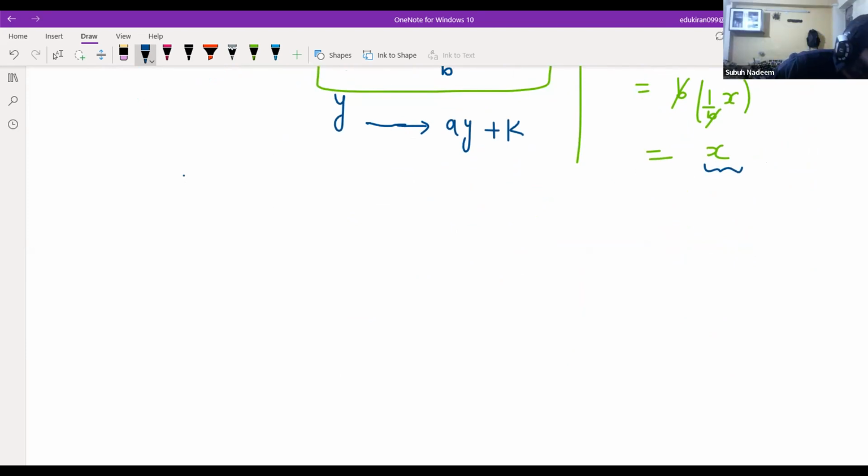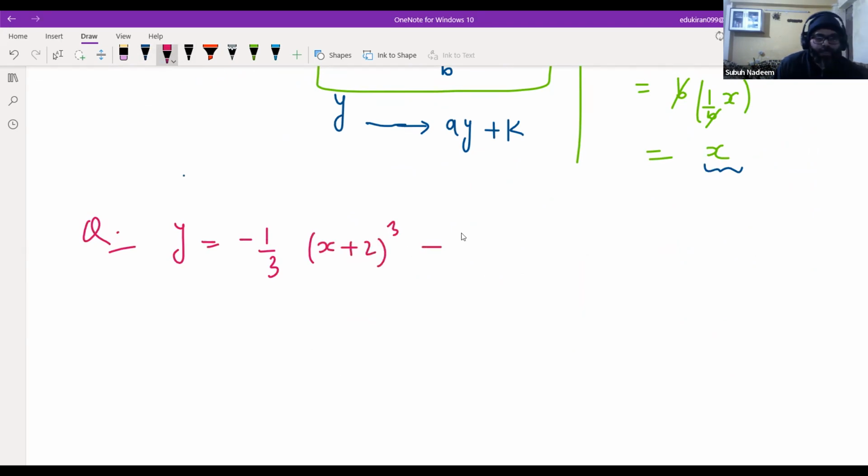So if we see here, describe the transformations and then transform the function y is equal to minus 1 by 3 x plus 2 whole cube minus 1. So the original function from where it has come is the function y is equal to x cube. Y is equal to x cube is the original function where it has come.